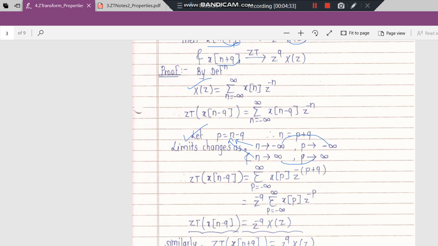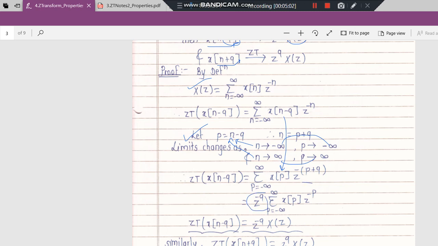Now instead of n minus q, we are going to put p, since n minus q is equal to p. And instead of minus n, what is n here? p plus q. So minus p plus q. Now you open the bracket here. Now p is a variable, q is a constant, so just take q outside. So z raised to minus q will come outside the summation.